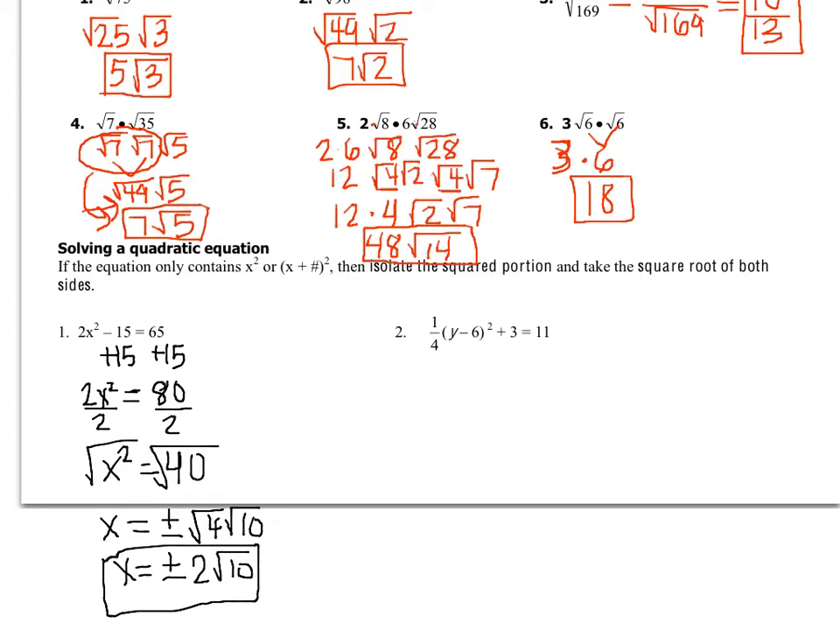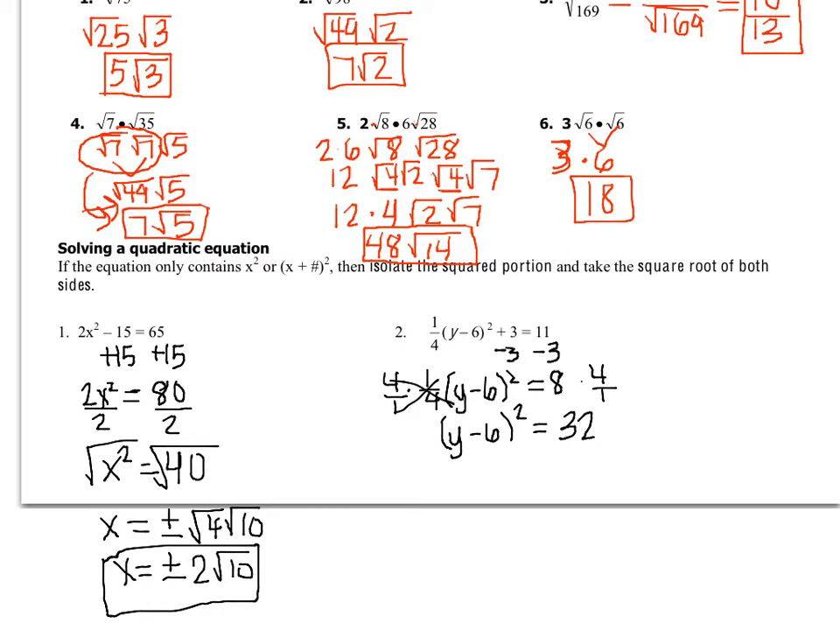So let's try the other one. Again, I need to get that y minus 6 squared all alone, so I'm going to move that plus 3 first by subtracting 3. So I have 1/4 times the quantity y minus 6 squared equals 11 minus 3 is 8. So to get rid of that fraction, I'm going to multiply by the reciprocal. So those will cancel. I have y minus 6, the quantity squared, equals 8 times 4 is 32.